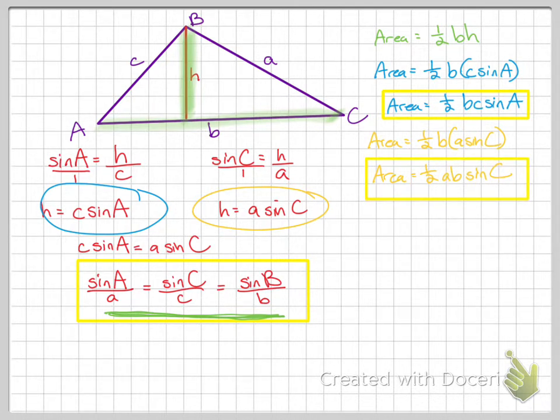And what I want you to notice is that it always contains all three letters, right? 1/2 bc sine capital A, 1/2 ab sine capital C. There is a third one, and I'm sure you're looking at it on your page right now.